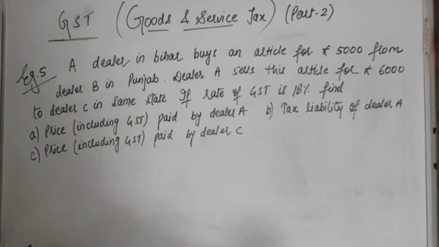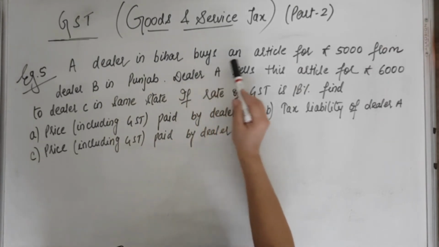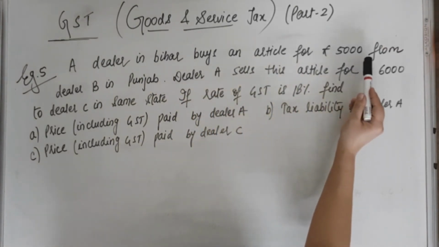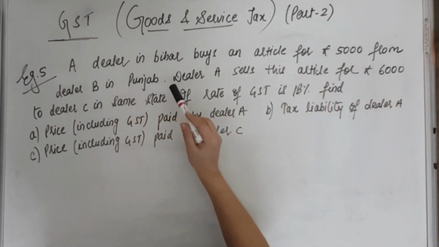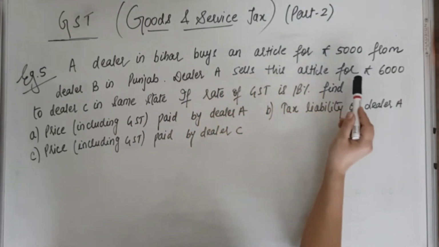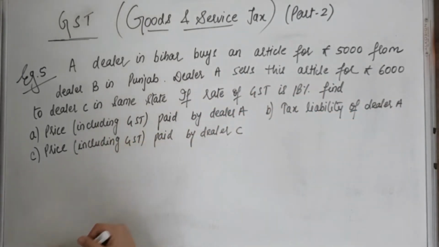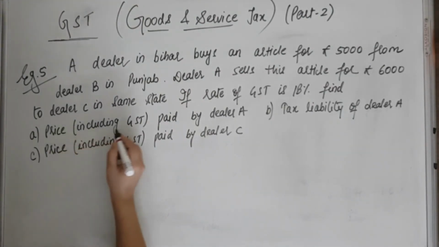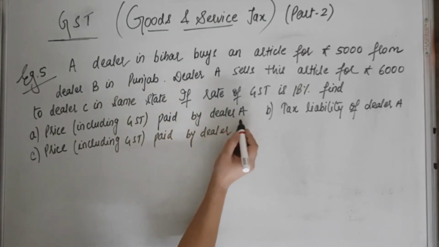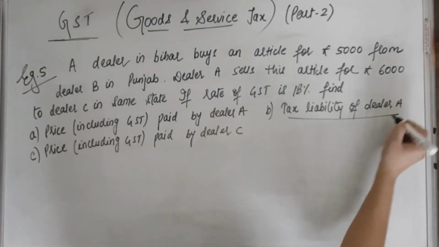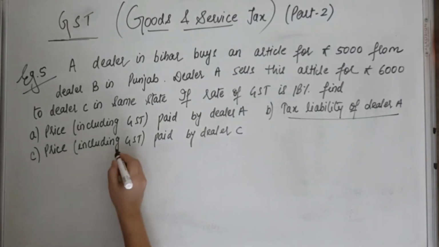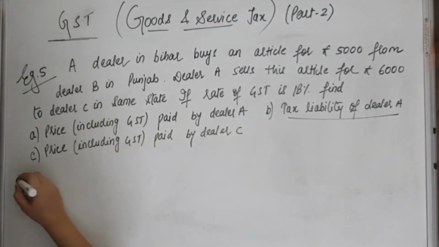So the question is, a dealer A in Bihar buys an article for rupees 5000 from dealer B in Punjab. Dealer A sells this article for rupees 6000 to dealer C in the same state. If rate of GST is 18%, find price including GST paid by dealer A, tax liability of dealer A, price including GST paid by dealer C.